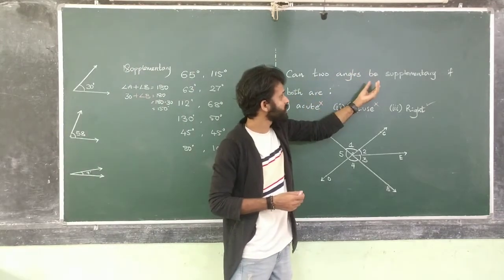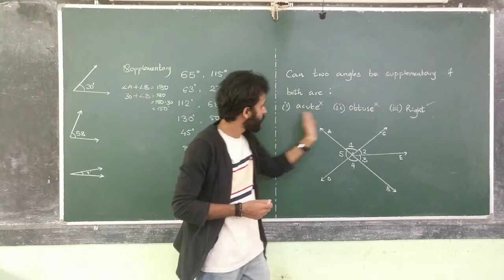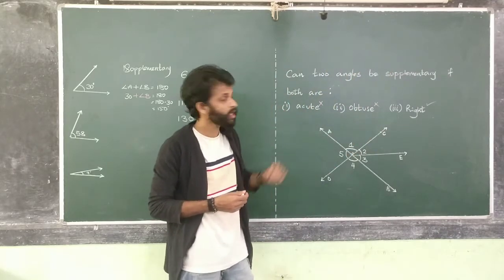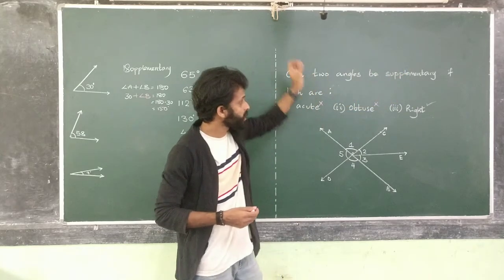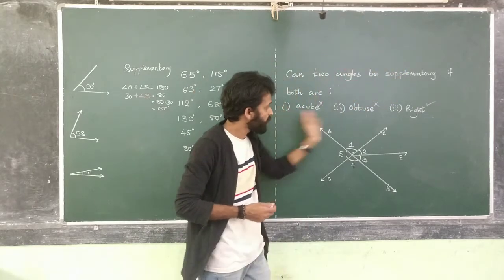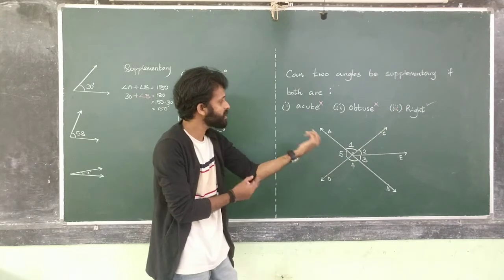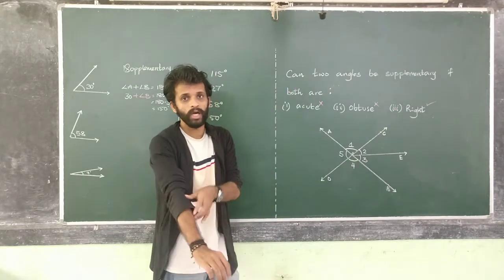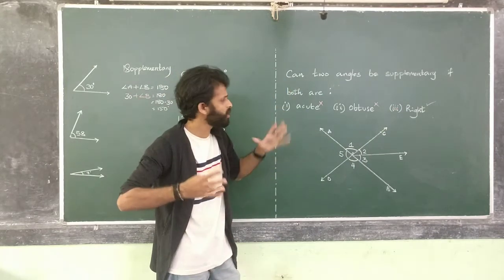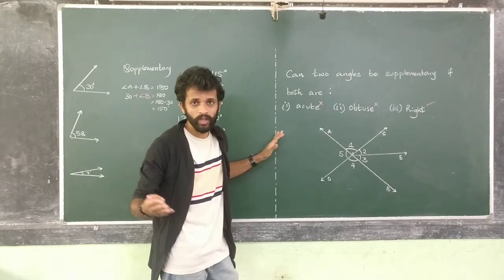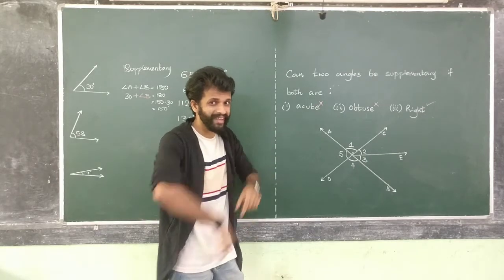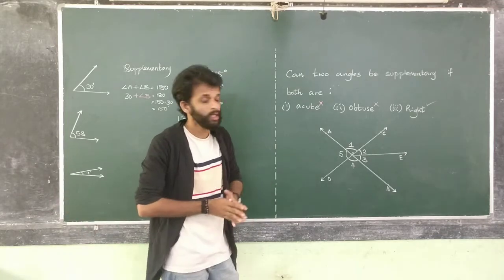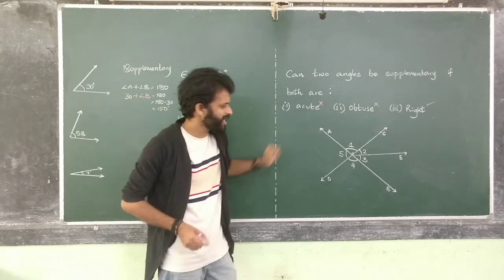Can two angles be complementary when they are all these things? Can two angles be adjacent? Can two angles be a linear pair if they are all this? All these things can be answered based on one simple idea. Different kinds of questions can be asked, and I think some of them are already there. Please go and solve them. Okay. Next question.